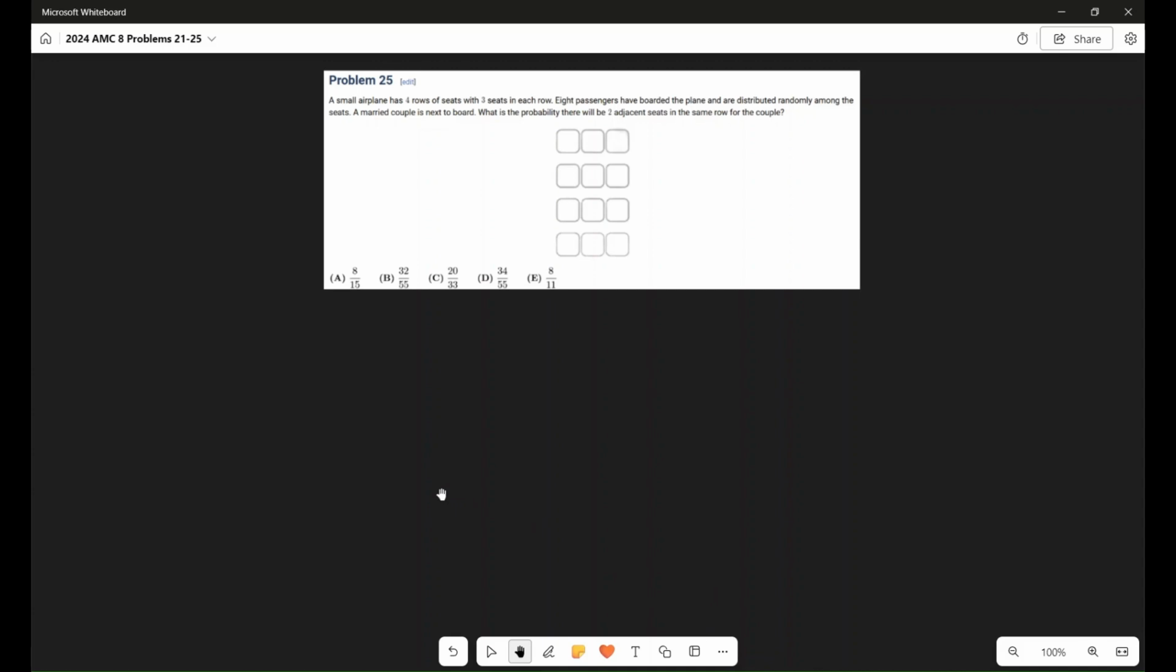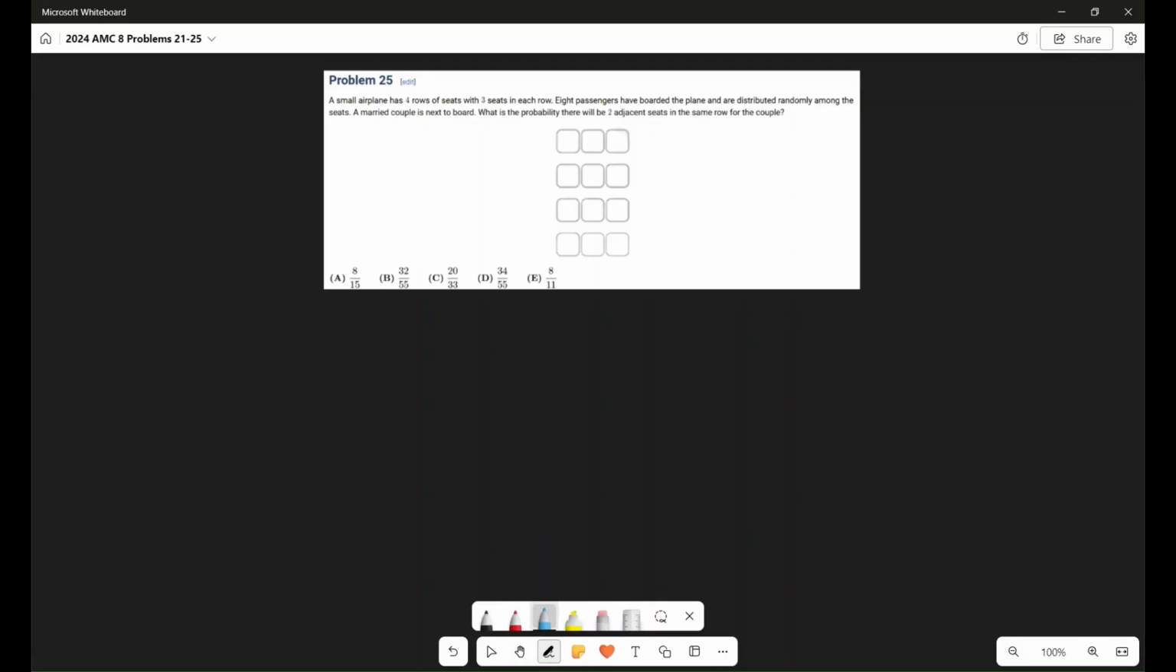All right, so problem 25. A small plane has 4 rows of seats with 3 seats in each row. 8 passengers have boarded the plane and are distributed randomly among the seats. A married couple is next to board. What is the probability there will be 2 adjacent seats in the same row for the couple?